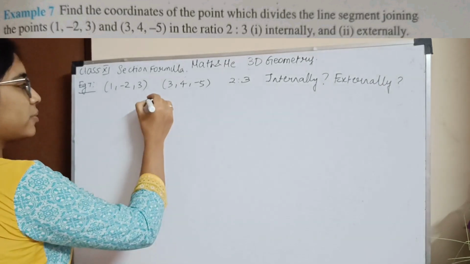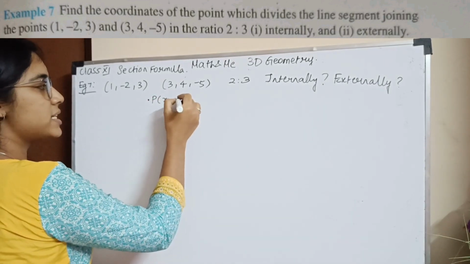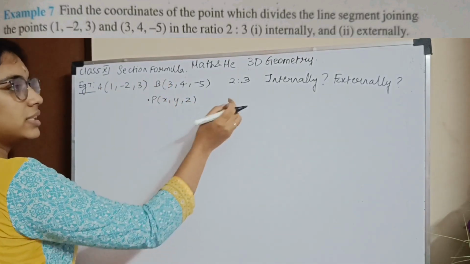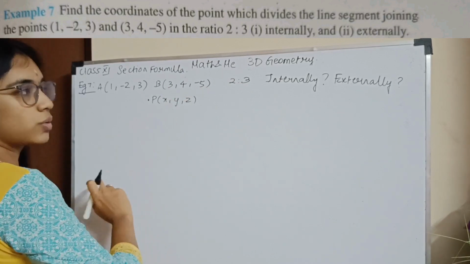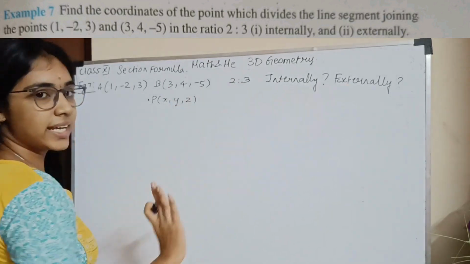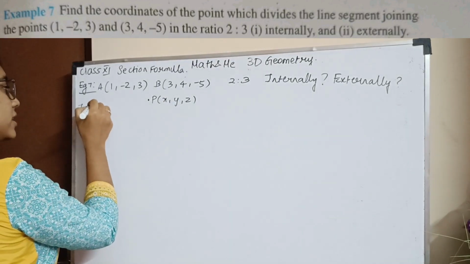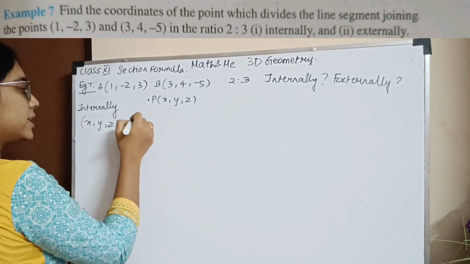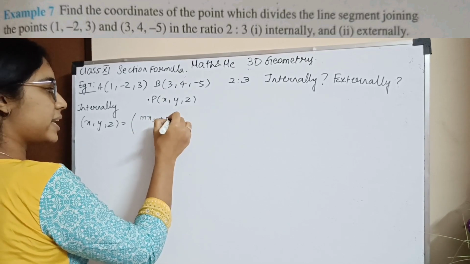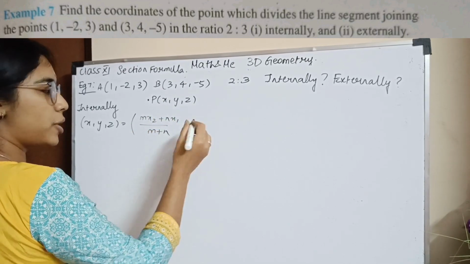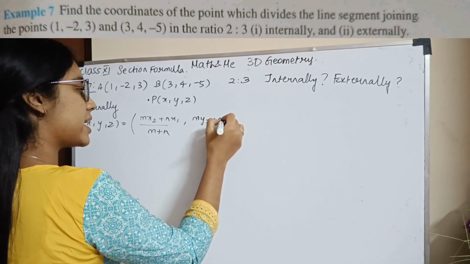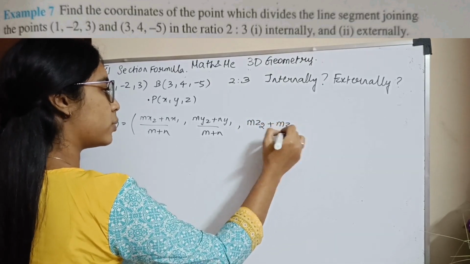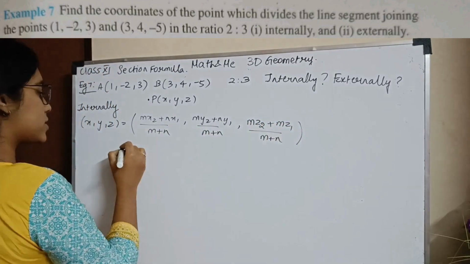The question is, you have a point, let me take it as P with coordinates x, y and z. This point P divides the line segment AB in the ratio 2:3. You have to find the coordinates when it divides internally and externally. First, internally. What is the formula? The coordinates x, y and z are (mx2 plus nx1) divided by (m plus n), all positive, comma (my2 plus ny1) divided by (m plus n), comma (mz2 plus nz1) divided by (m plus n). Now substitute the values.